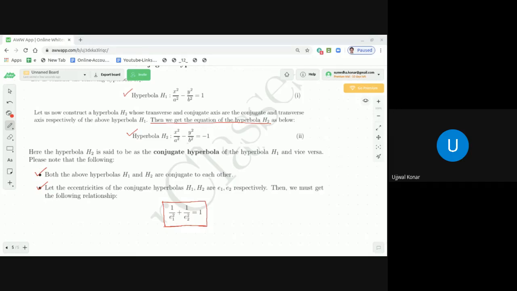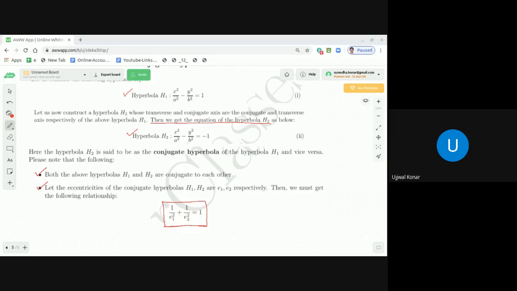And dear students, after this class, you can just experiment. In the previous class, I made a detailed derivation of the standard equation of a hyperbola, so you have the relevant knowledge. From there, you can construct a hyperbola like x square by a square minus y square by b square equal to 1, and after that, take its transverse and conjugate axis. Then you construct another hyperbola and see how it looks geometrically.